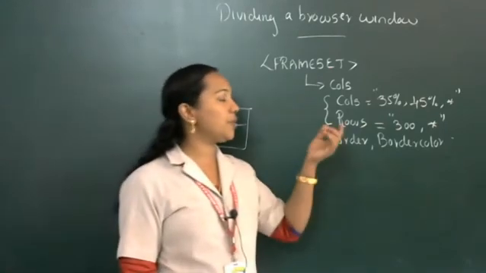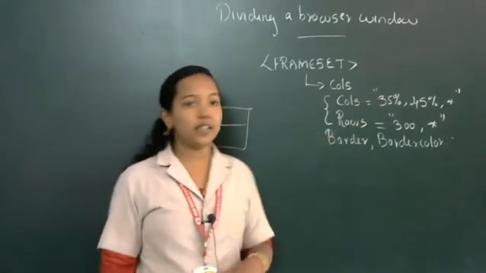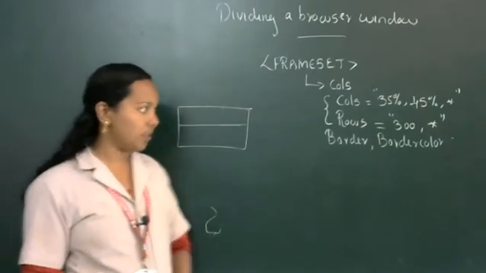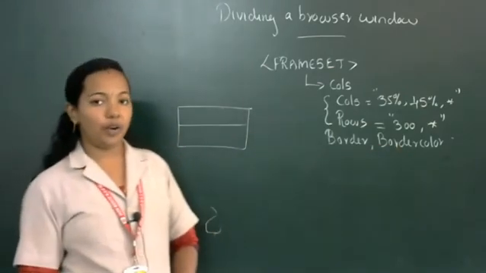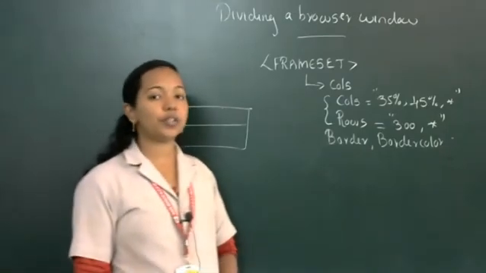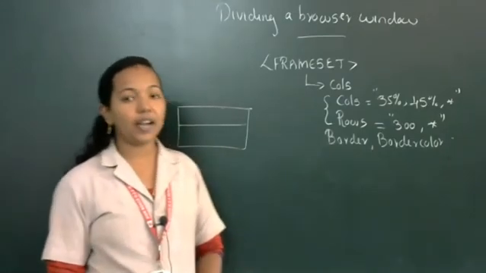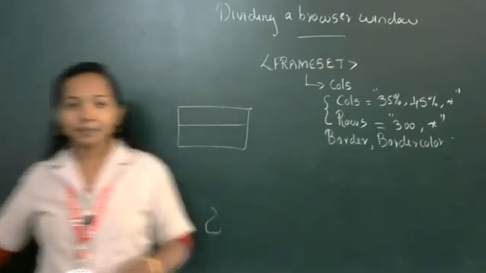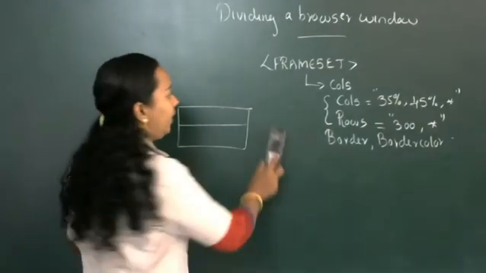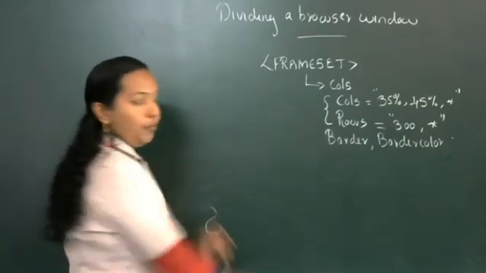So the attributes of frameset are: first one is cols and second one is rows. Third one is border and fourth one is border color. These are the 4 attributes of the frameset tag for dividing a browser window into different sections. Okay, then next one.